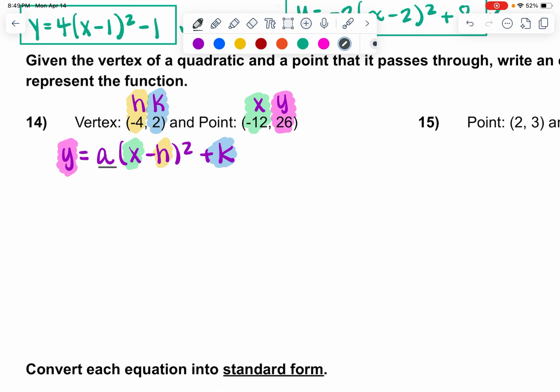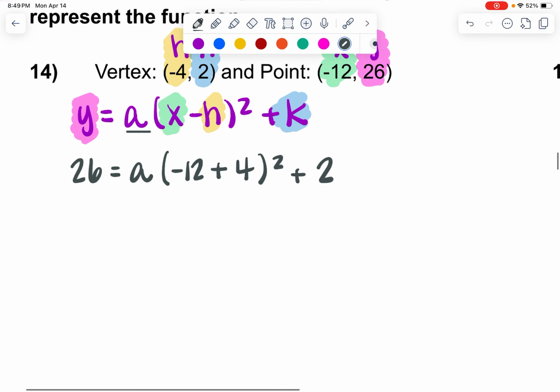All right, so here we go. The y value is 26. The a is what we're looking to find. The x is negative 12. The h is negative 4, but you're putting that behind a minus sign, so it's going to turn into plus 4 squared, and then plus 2. So we're going to use this equation, and we're just going to clean it up one step at a time.